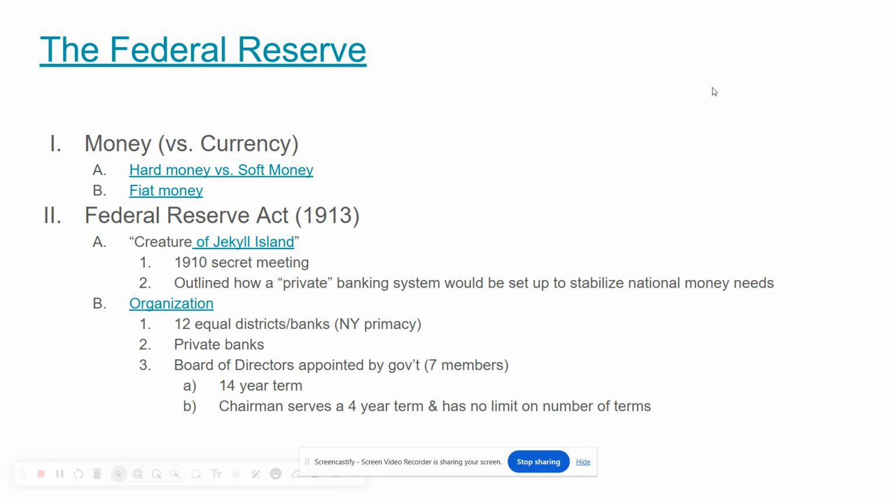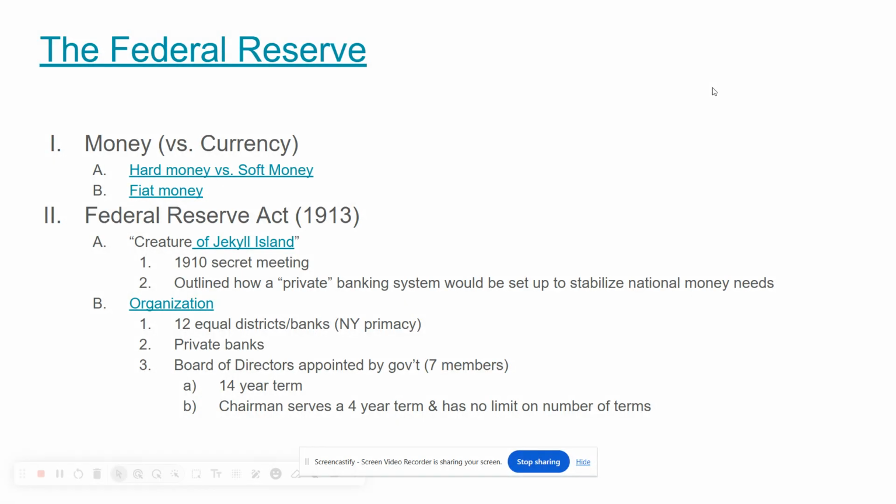So let's talk about the Federal Reserve. The Federal Reserve was created in 1913 by the Federal Reserve Act, signed into law by Woodrow Wilson. Now, the actual origin of the Federal Reserve is much older than the 1913 passage, and it actually predates the men who were responsible for the initial bill. I think that was the Glass-Steagall bill or something.